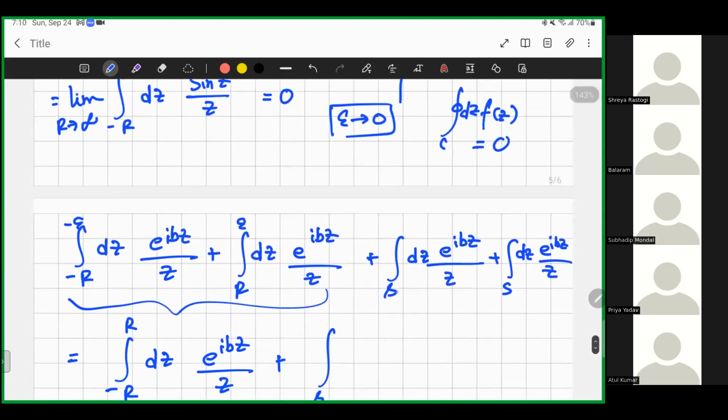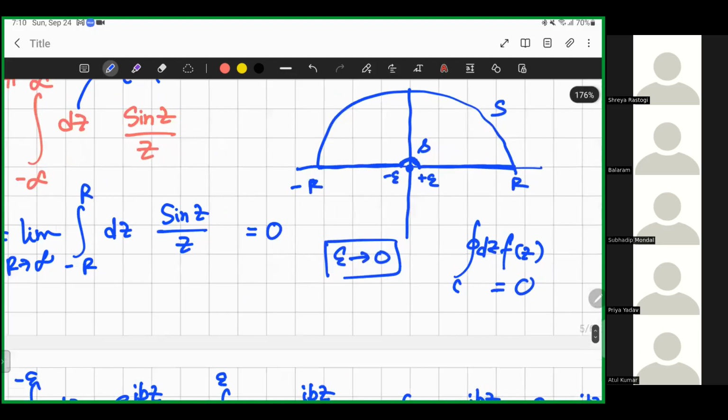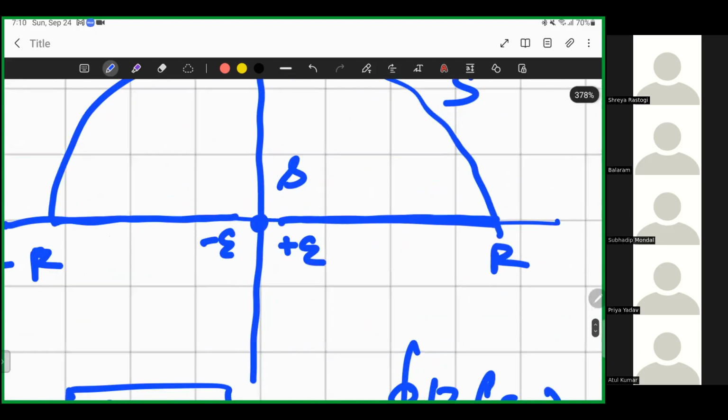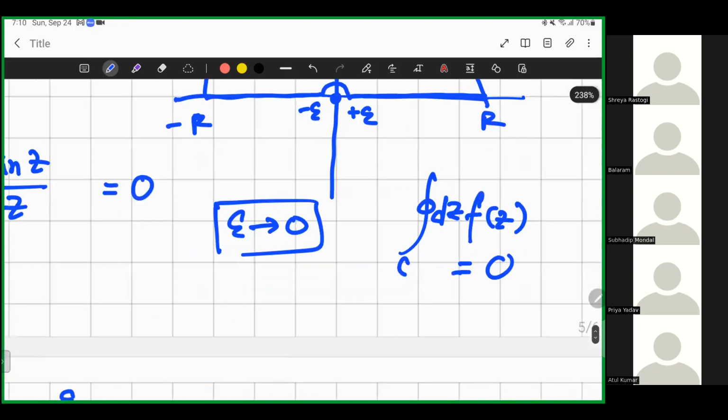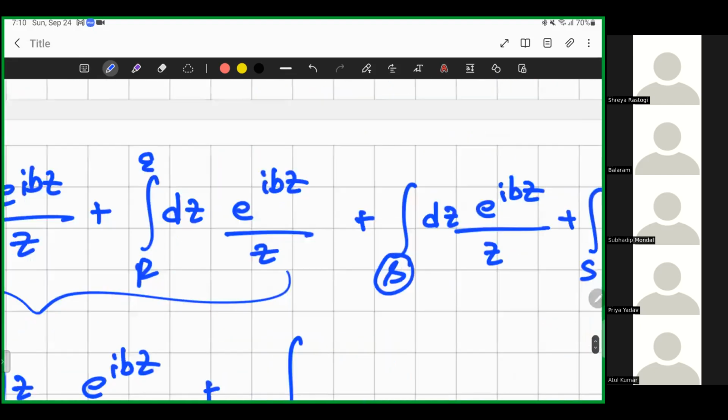This means that the small s, this part, right? So in the small s, if we zoom here, this part is like this. Here z is equal to epsilon e to the power i theta, because epsilon is the radius of this contour of small s. So we can write it.